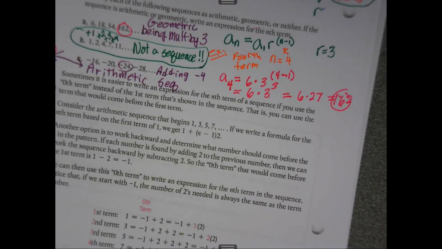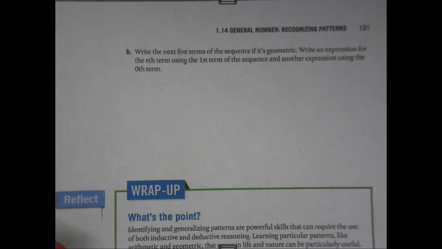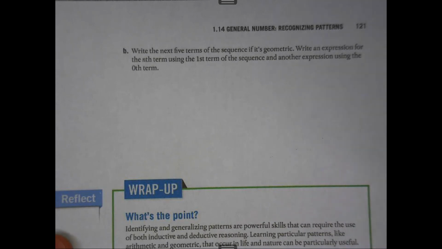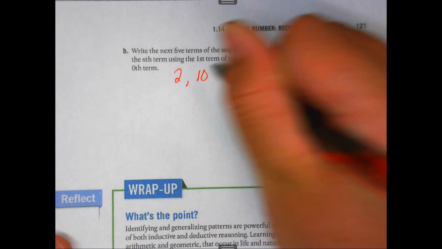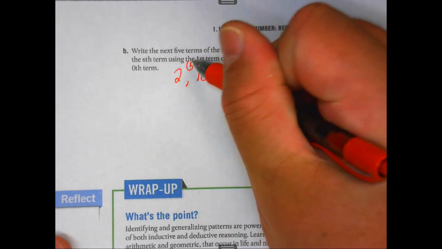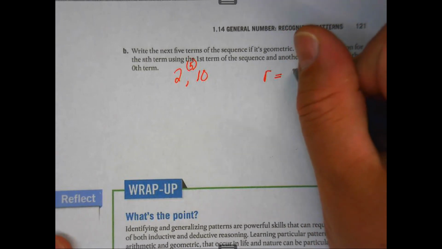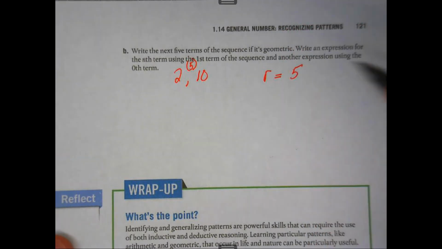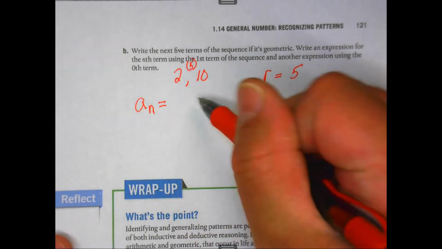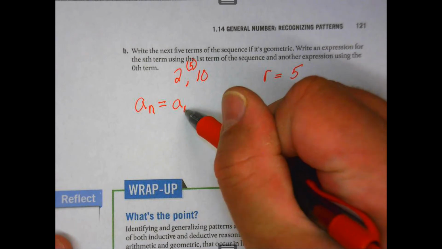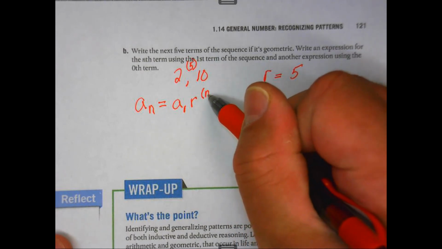Now let's do it as a geometric sequence. Same sequence, but geometric. Well, to get from 2 to 10, I'm multiplying by 5. So my r is going to be that common ratio of 5. So my nth term is going to be that first term times r raised to the n minus 1.